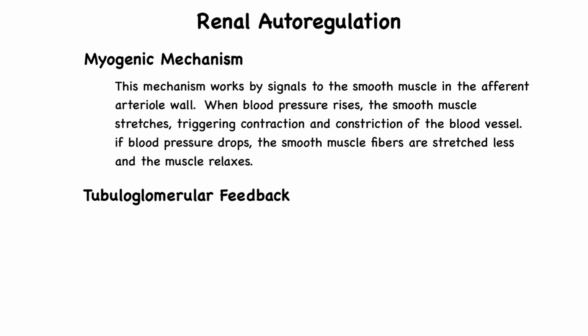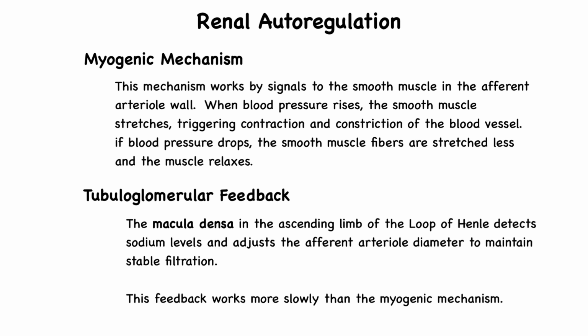The other mechanism is tubuloglomerular feedback. If glomerular filtration rate is too high, then the filtrate is going to flow through the nephron too quickly, and there is going to be little time for sodium reabsorption. If glomerular filtration rate is too low, then filtrate is going to flow through slowly, and there is going to be lots of time for sodium reabsorption.